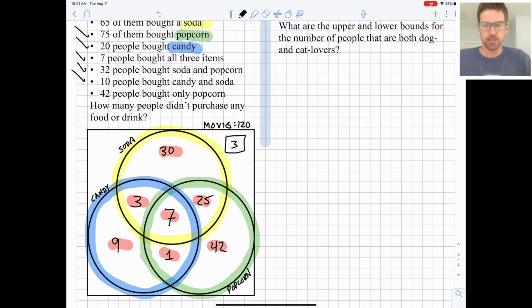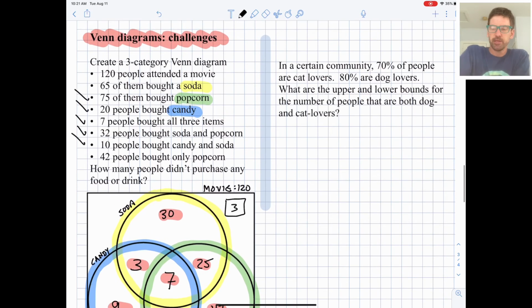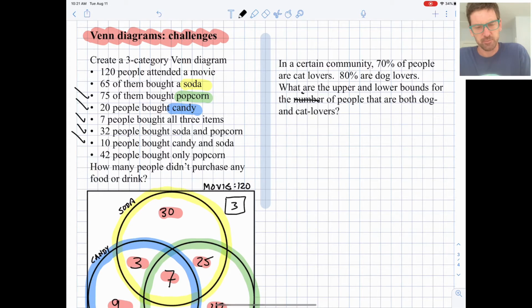All right, moving on. In a certain community, 70% of people are cat lovers and 80% are dog lovers. What are the upper and lower bounds for the number of people that are both dog and cat lovers? Actually, rather than number of people, let's have this be percent, because we don't know how many people we're actually dealing with.